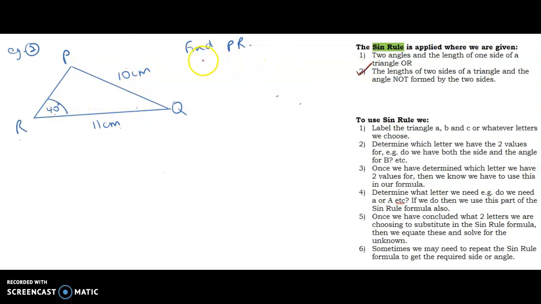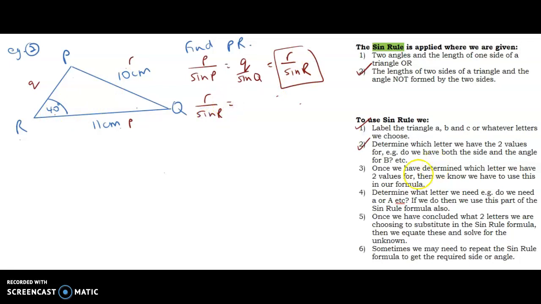So we have P, Q, and R, so we'll use P over sine P, Q over sine Q, R over sine R, right? We'll use a combination of these values. Now, to use sine rule, the first thing we do is we relabel. So this is capital P, so here will be small p, here will be small r, here will be small q. Now, what do I have two values for? I have two values for R, so I'll definitely use R over sine R, right? What do I need? I need my Q, the small q, that's PR. PR is small q, this side here, this is what I need.